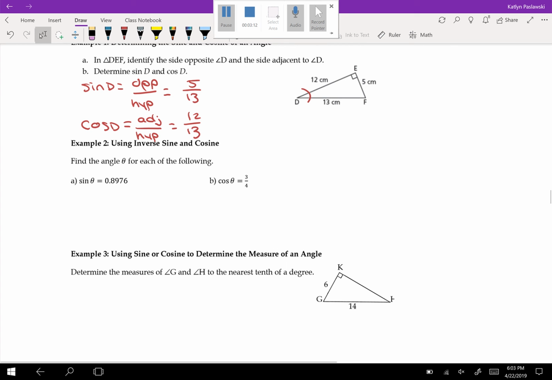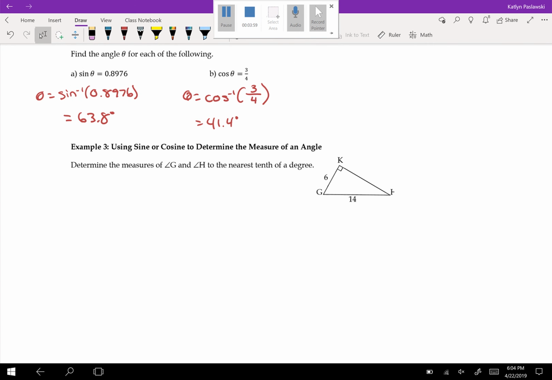We're going to use inverse sine and inverse cosine, just like we did for tangent. So here we have the inverse of sine. You want to find the sine button on your calculator, shift or second function to get the inverse of 0.8976. And we would get 63.8 degrees as our value. If we're looking at the cosine, we want to use the cos function and use inverse cos, so second function or shift, open bracket, 3 divided by 4, close bracket. And this would give us 41.1 degrees.